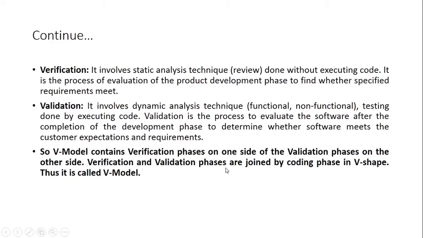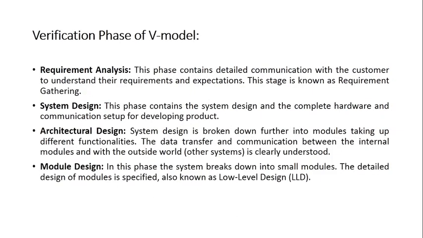Verification and validation phases are joined by the coding phase in a V shape, thus we call it a V model. That was just the significance of V. Now what are the phases? We have already done the phases. The first phase is requirement analysis, then system design, architectural design, and module design. Module design is a low level design, while the earlier ones will be your high level design.